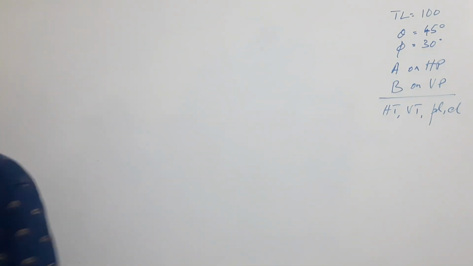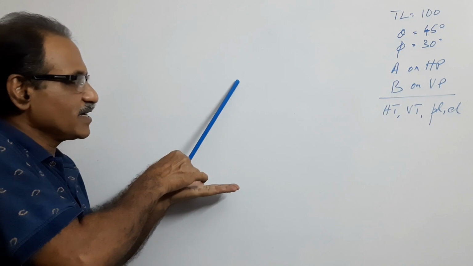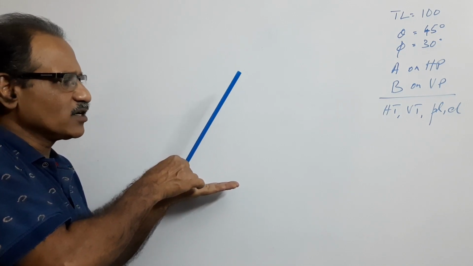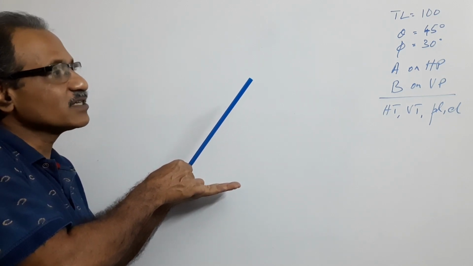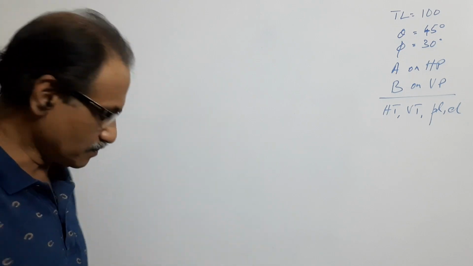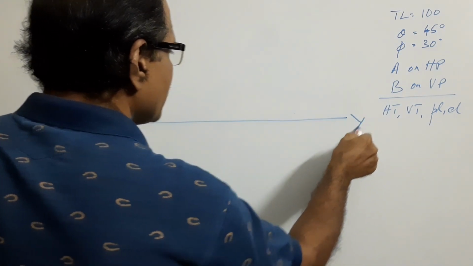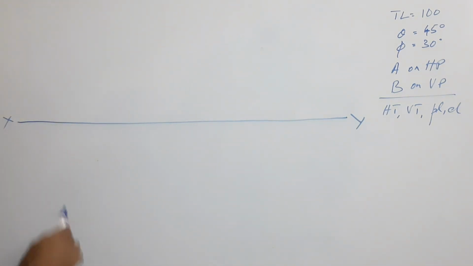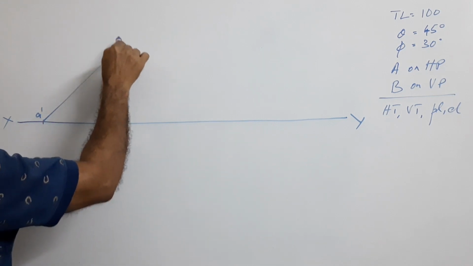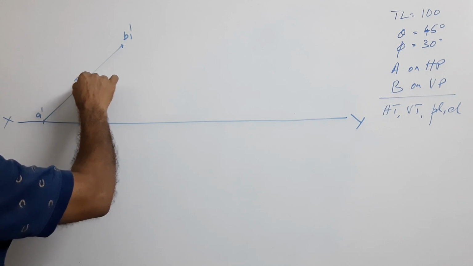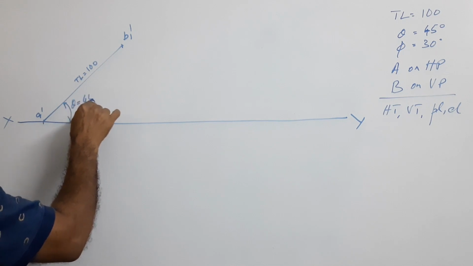Now, this is the line. HP, my palm is HP. This is the line. I assume the line is parallel to VP. What's the elevation? True length, at theta. Theta is given. Agreed? Okay. I draw a long XY line. I assume A dash on XY and draw at 45 degrees a line, A dash B1 dash. True length equals 100. Theta equals 45.